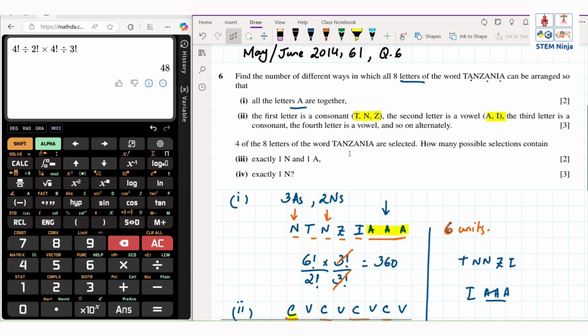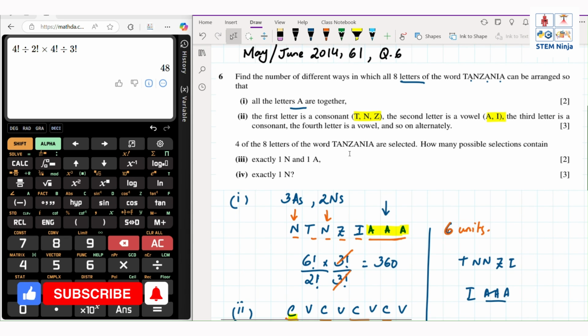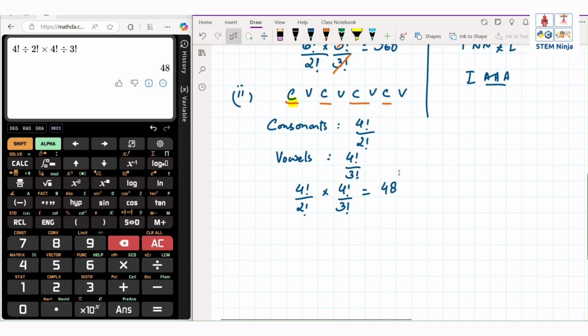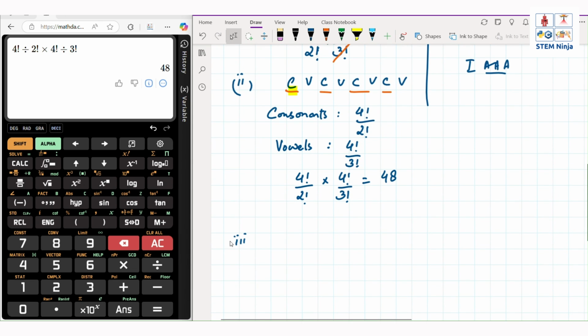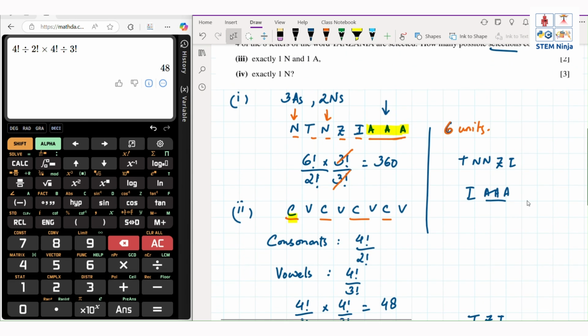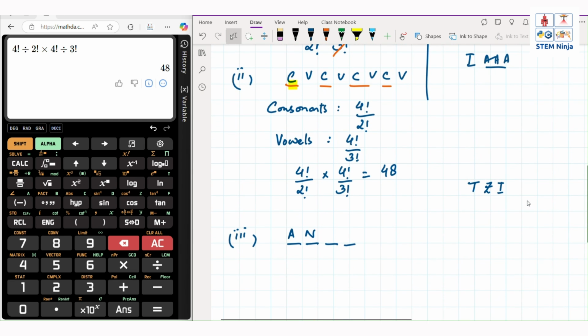All right. 4 of the 8 letters of the word Tanzania are selected. How many possible selections contain exactly 1 A and exactly 1 N? So 4 we are selecting, 1, 2, 3, 4. But we have one A and one N selected. So from T, Z, I, that's the only thing that's left, right? So from these three, we need two. So basically 3C2.